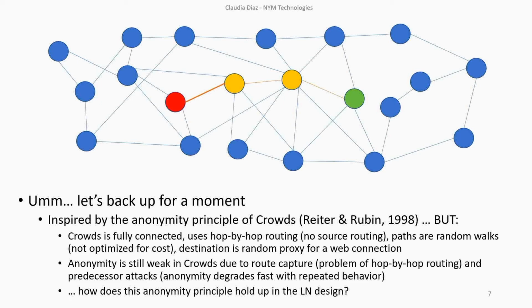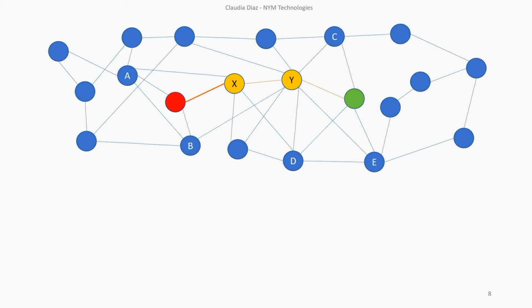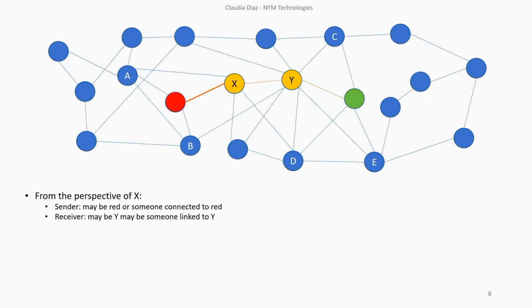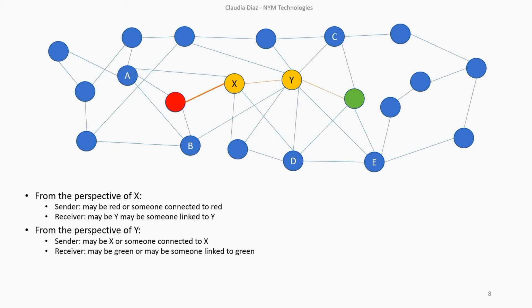How does that translate to the Lightning Network? So if we look at this again, from the perspective of the node X, which is the first orange node in the route, when it looks at the predecessor, it says, okay, maybe red is the originator, or maybe somebody connected to red, or maybe somebody before, okay? And the receiver may be Y, or maybe somebody connected to Y, or somebody beyond that. And from the perspective of Y, again, the sender might be the predecessor, X, or somebody connected to X, and the successor might be green, or somebody connected to green.